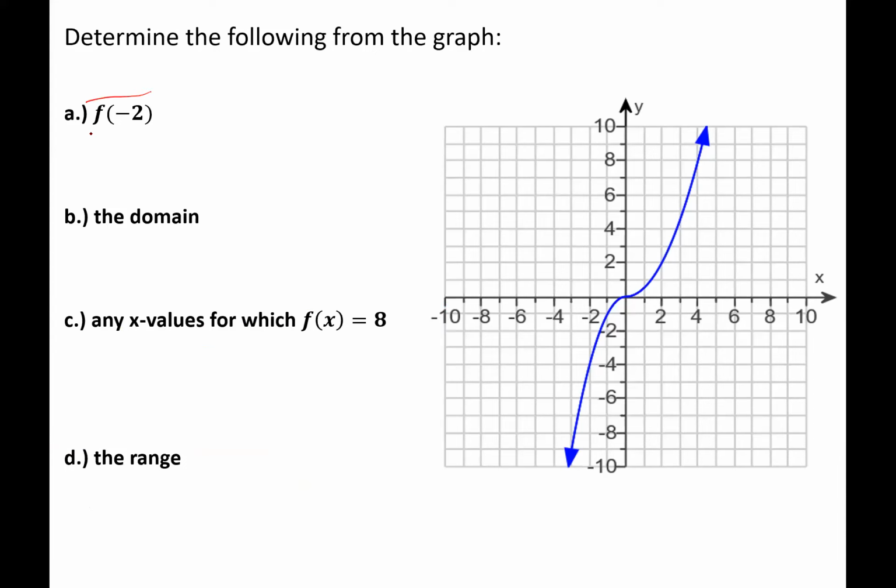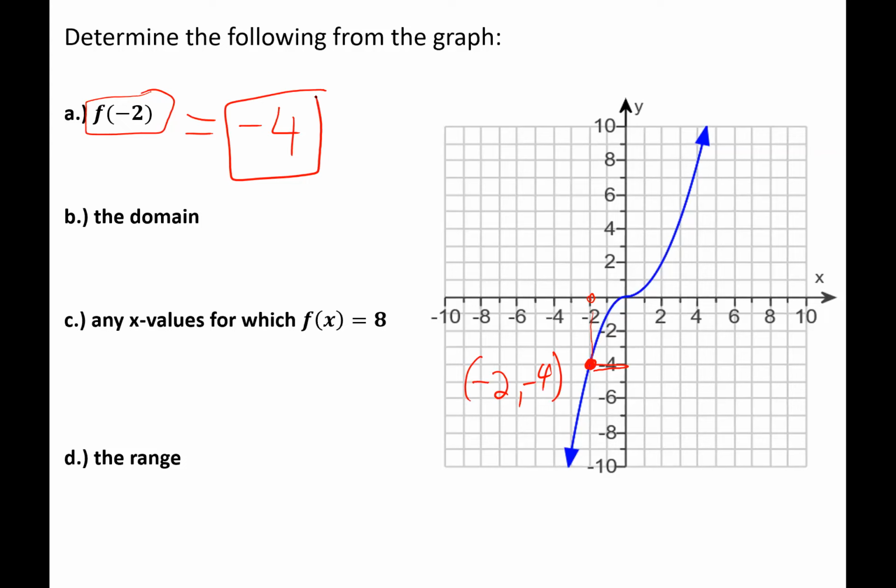We'll start with f of -2. Okay, so when x is -2, what is y? Okay, so here's -2 on the x-axis. Where along this line here would I find a point on the graph? And it looks like right here. This is the point on the graph that has an x-coordinate of -2. And I would name that point as (-2, -4). So that means f of -2 is -4. When x is -2, y is -4.